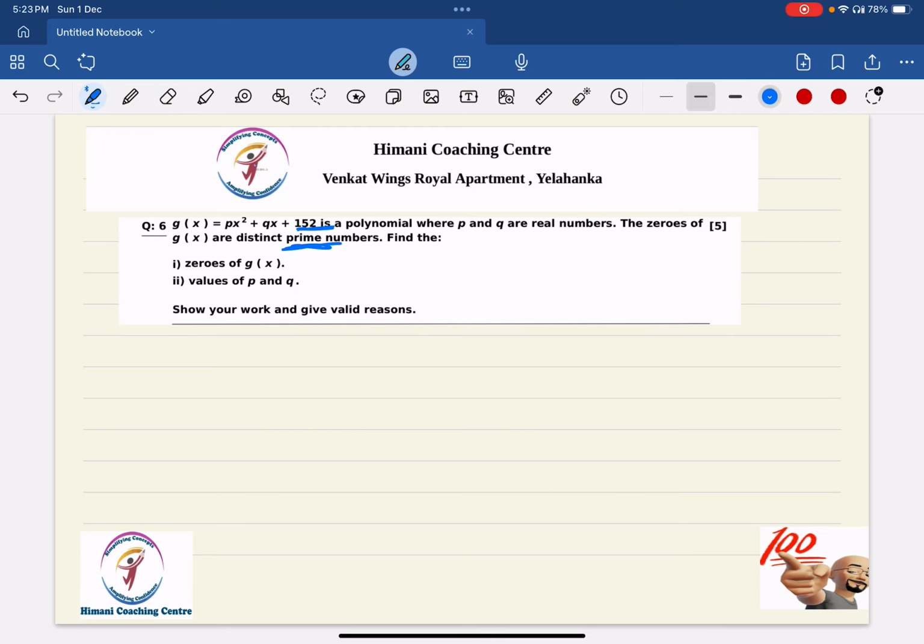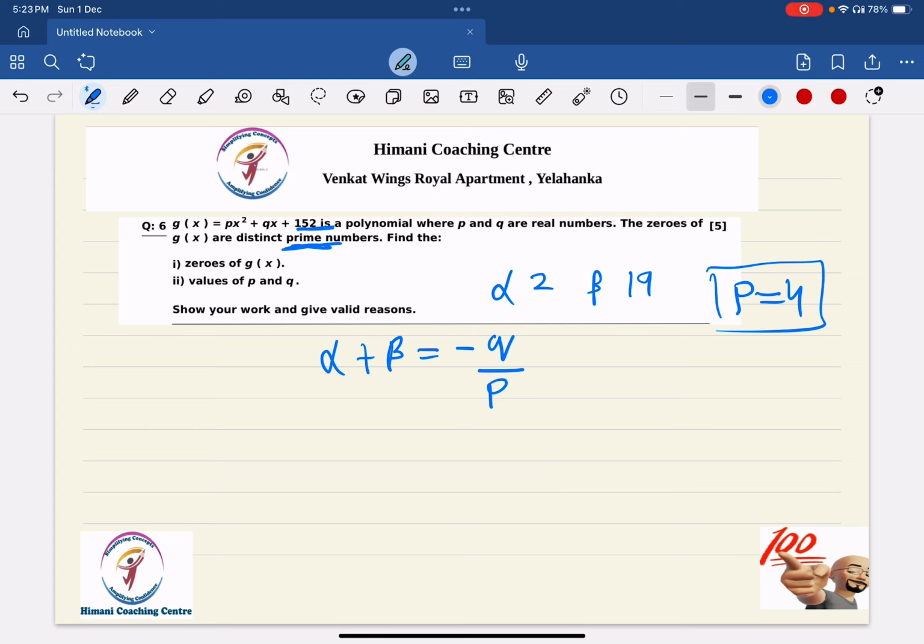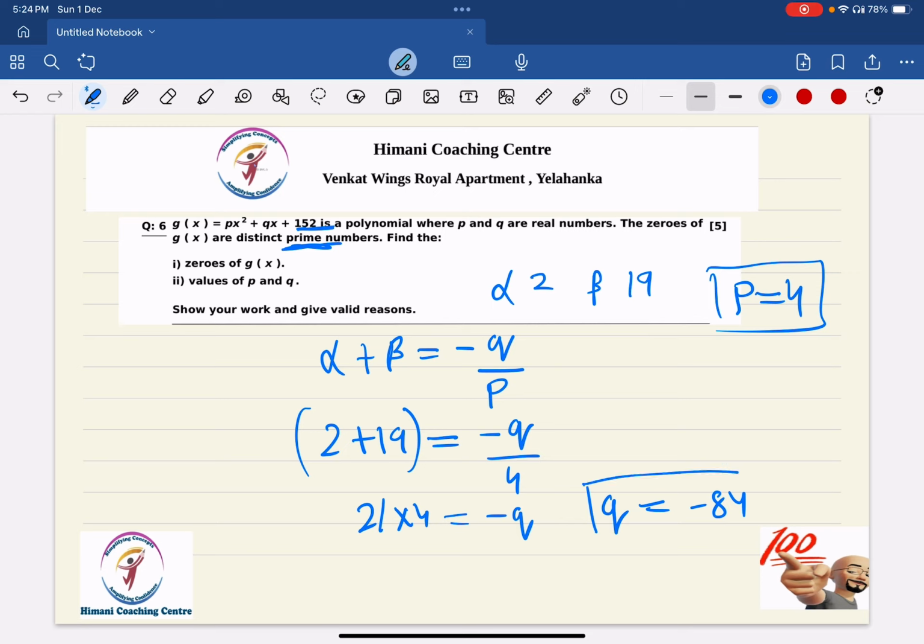Now let us look at the question. So we know alpha is 2 and beta is 19. Now what is the sum of the roots here? Sum of the roots, alpha plus beta, is -b/a, so -q over p. We got p as 4 in the last solution, and alpha plus beta would be what? 2 plus 19, which is equal to -q/4, which means 21 times 4 is equal to -q, or q is equal to -84.